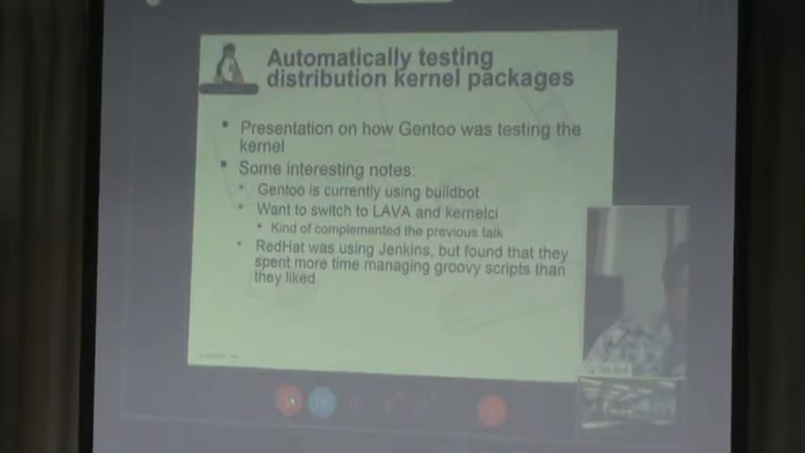So this is kind of a complement to the previous talk, but something I heard, which wasn't part of the presentation but part of the discussion in the room, was that Red Hat was using Jenkins as part of their setup, but they found that they spent a whole bunch of time managing Groovy scripts, and they thought that was not the best use of their testing time. This kind of struck a chord with me, because Fuego, the test system that I maintain, actually uses Jenkins, so I found their comments interesting. In Fuego, we've actually been trying to separate some of the Fuego modularity from Jenkins. So it's interesting to see other people having the same issues that we have.